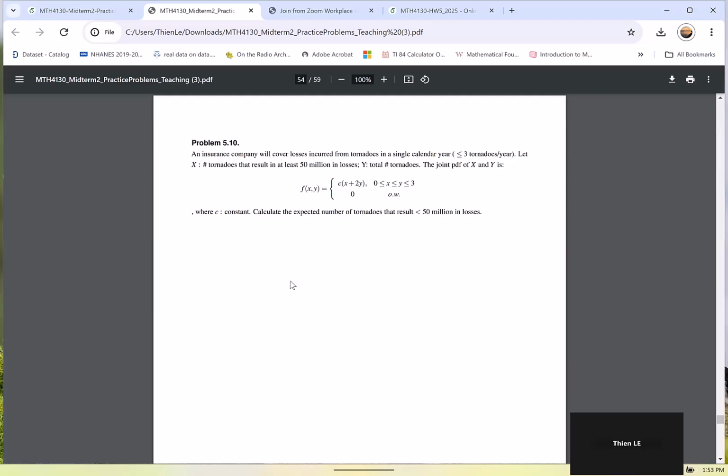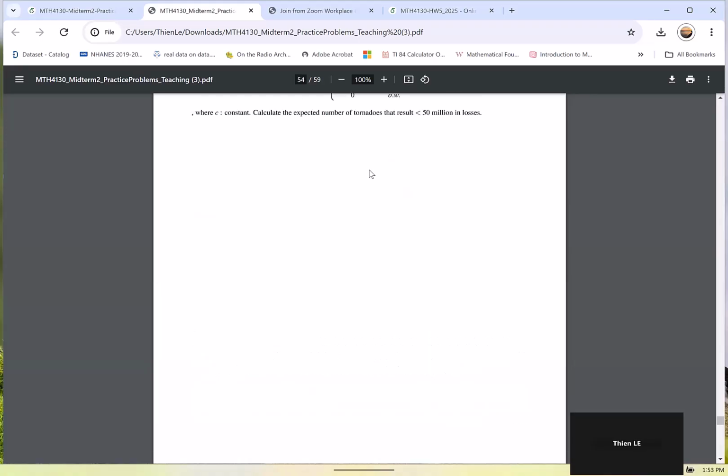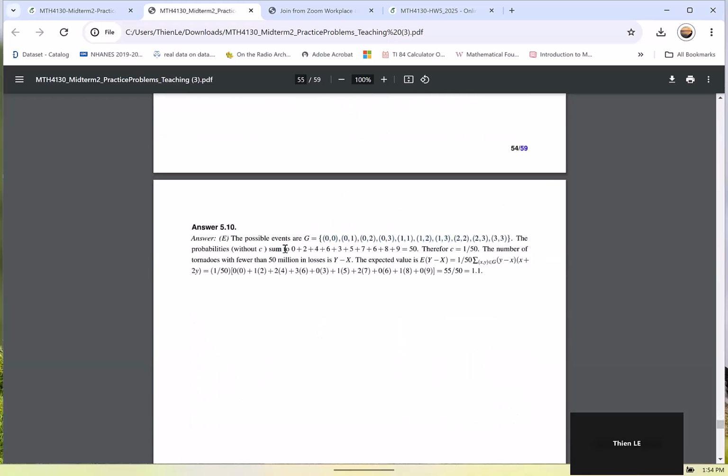Calculate the expected number of tornadoes that result in less than 50 million in losses. So here it's just Y minus X, the expected value of Y minus X. Here we look at the possible events for X and Y: the total, and then those with less than 50 million loss, versus more than 50 million loss. So what we want is that, first things first.